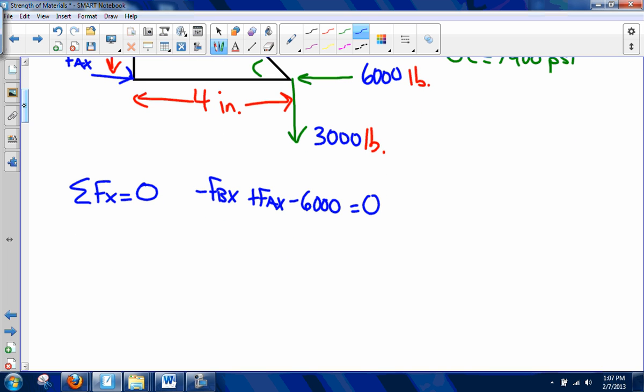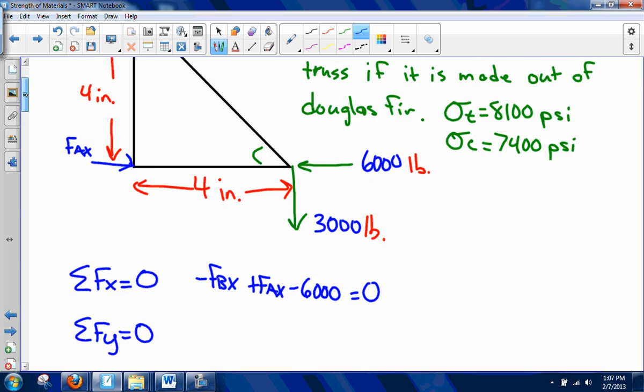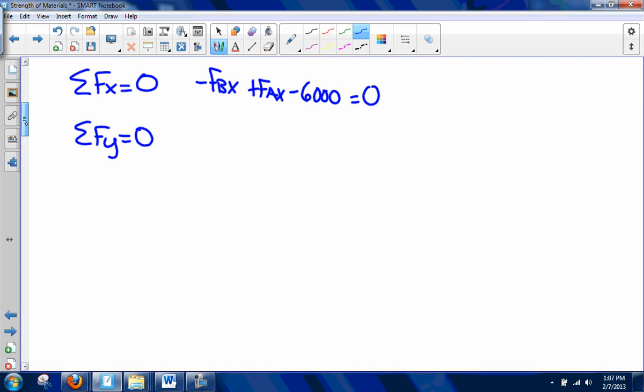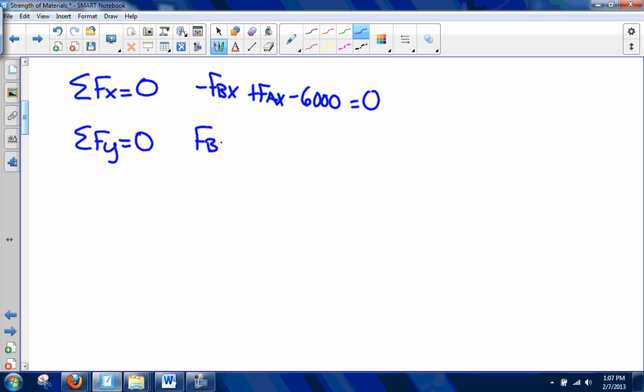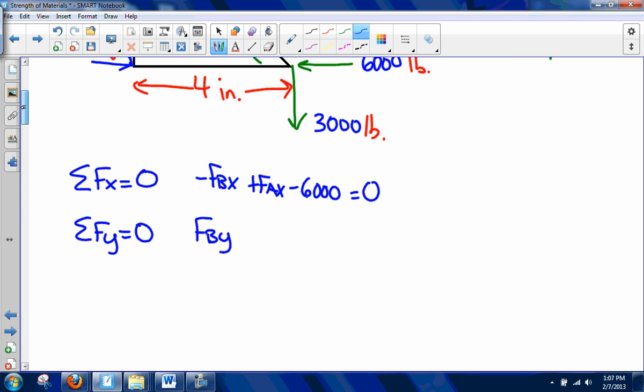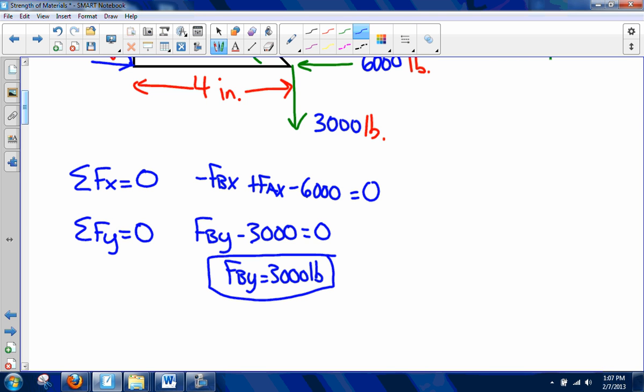The next equation I usually go to is sum of the forces in the y direction equals 0. And I've only got two forces in the y direction. I've got FBY going up, so it's positive, and I've got 3,000 going down. That equals 0, which tells me that FBY is equal to 3,000 pounds, and that's an answer. All right, I still have two unknowns. I don't have any extra equations that have them in them, so I've got to go on to my next equation, which is going to be sum of the moments.